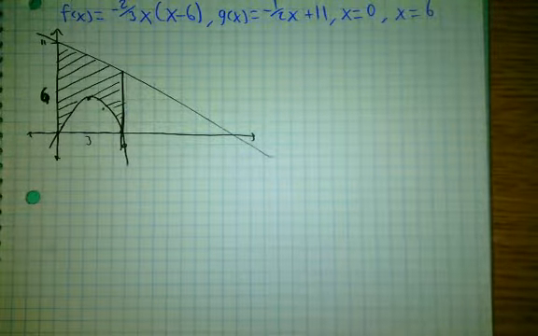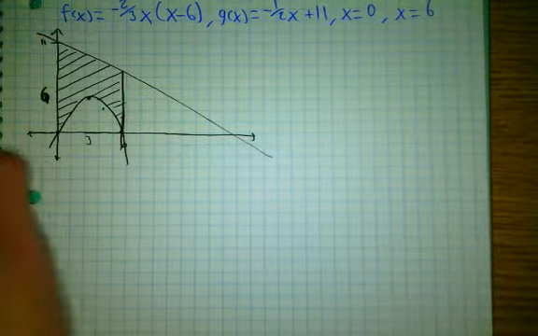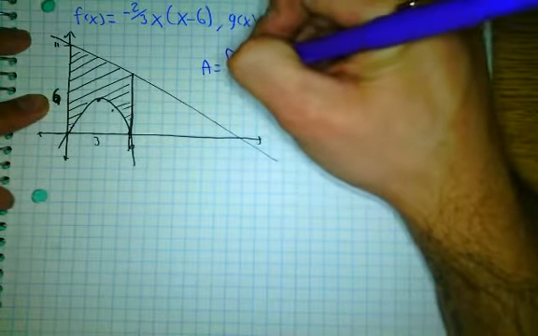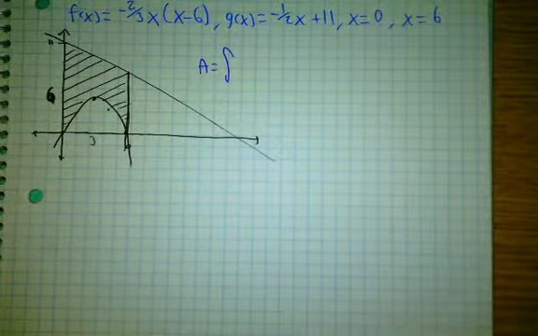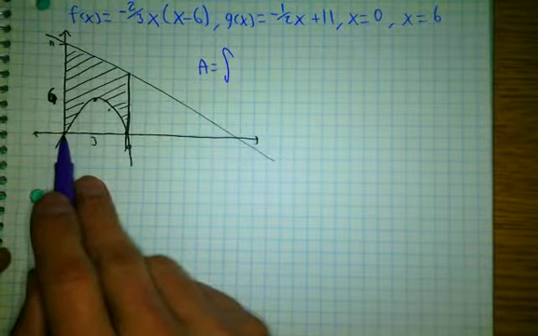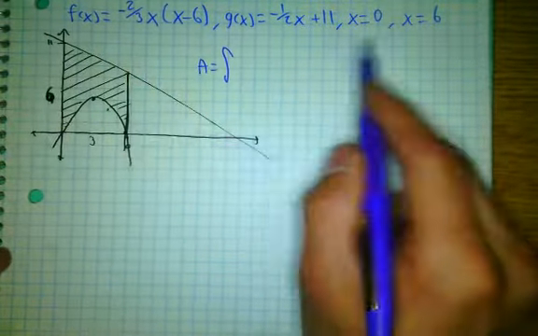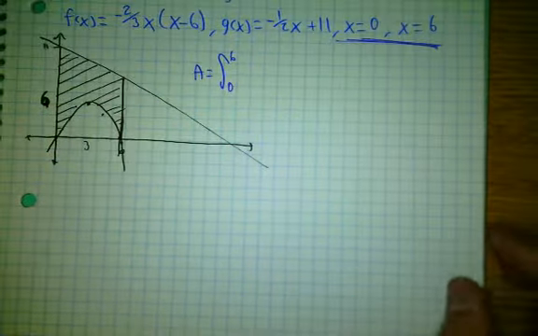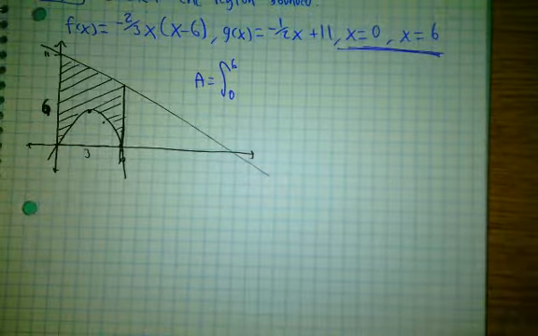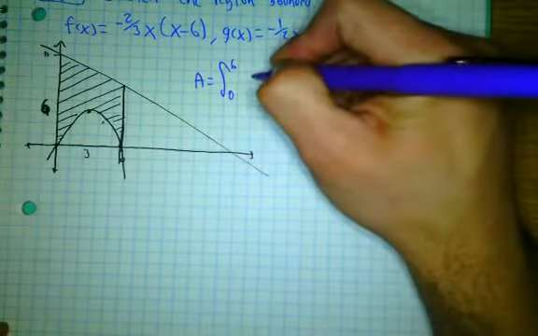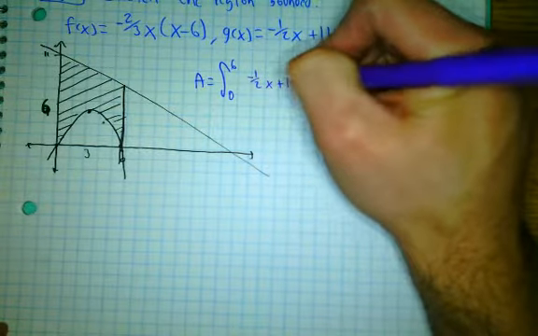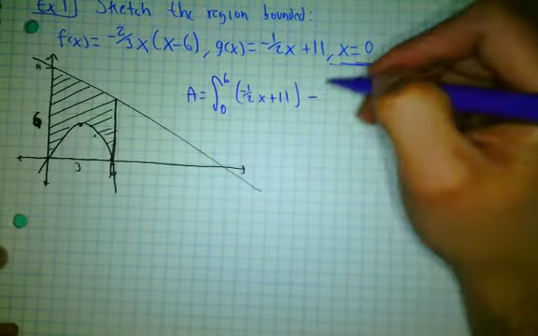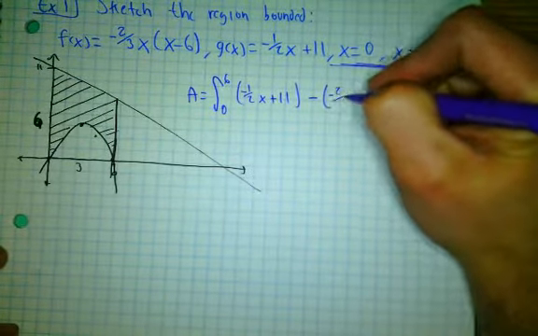Alright, so here's what we need to do. We need to find the area between the two curves. So we need to set up an integral. So the area of this is going to be equal to the integral from where to where? Let's start there. From 0 to 6, right? Because you were given these boundaries. So from 0 to 6 of what? Negative 1/2 x plus 11 minus, or plus, 2/3 x times (x minus 6).